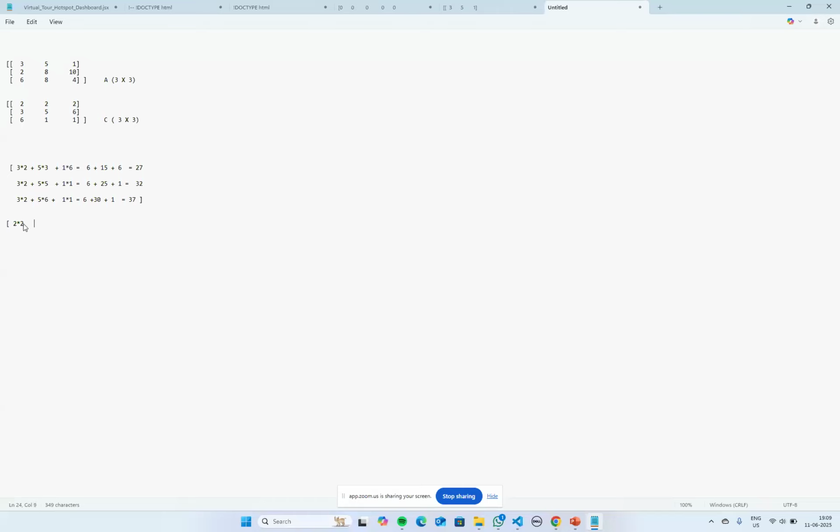2 into 2. Then 2 into 3, then plus 2 into 6. The other person, can you tell me? Who mentioned this one now? What are the next values? 4 plus 6 plus 12.